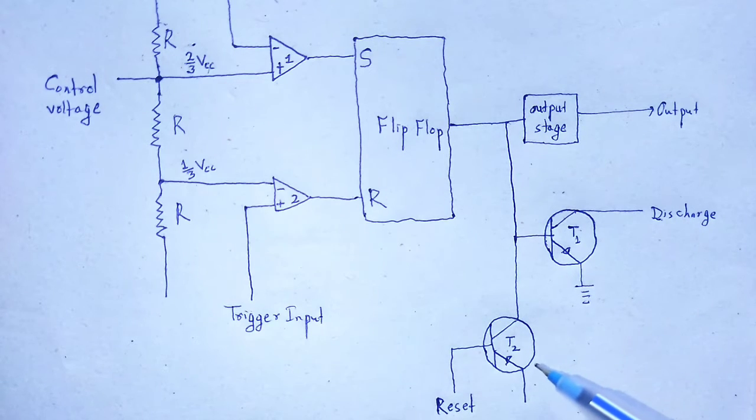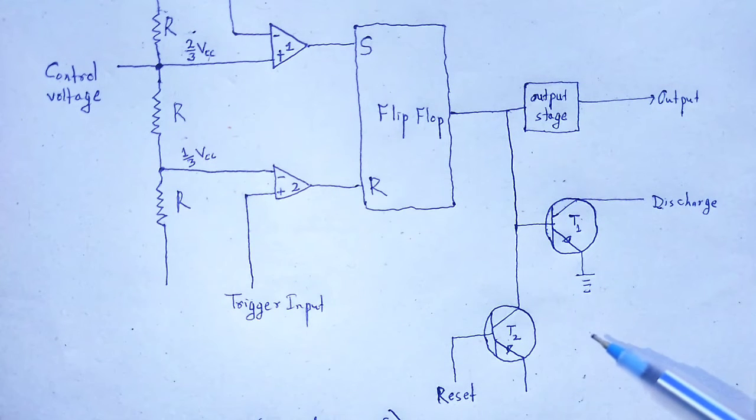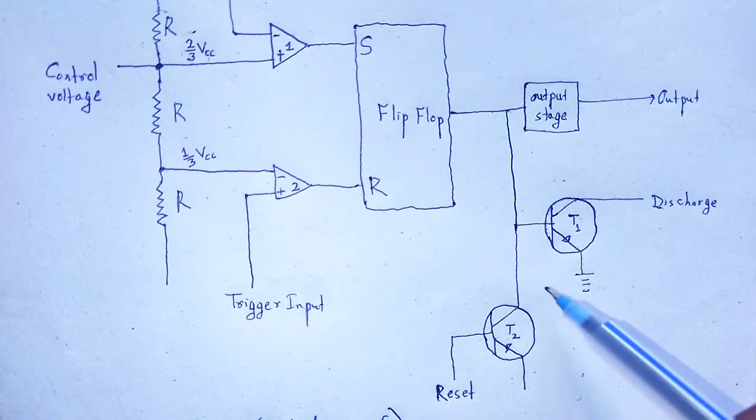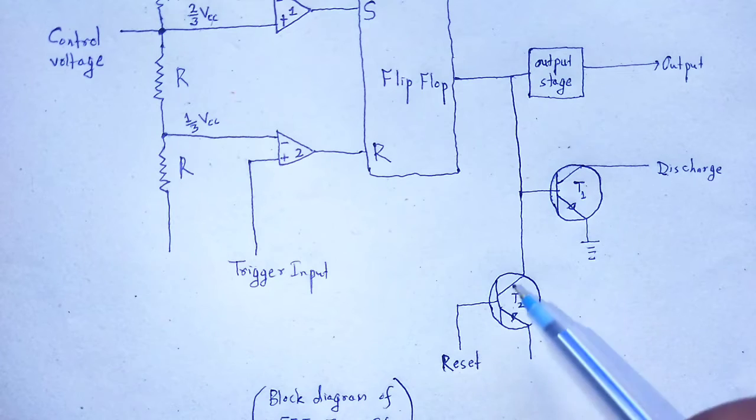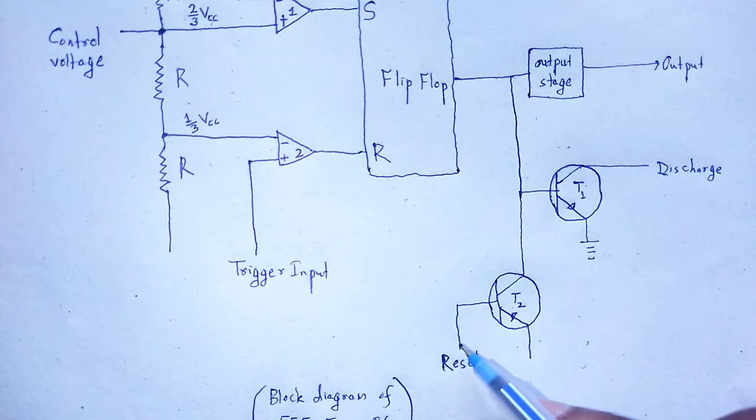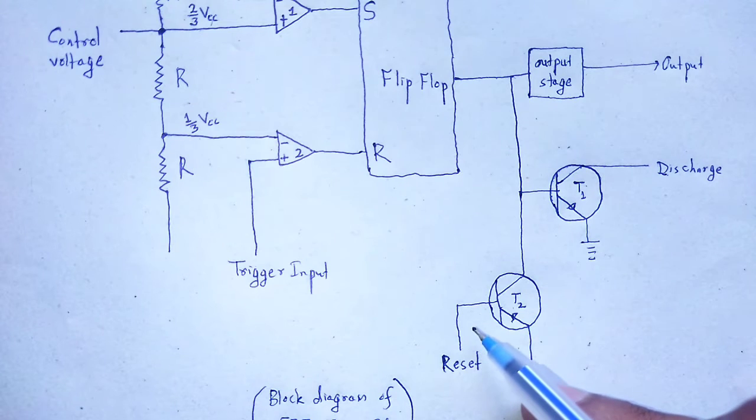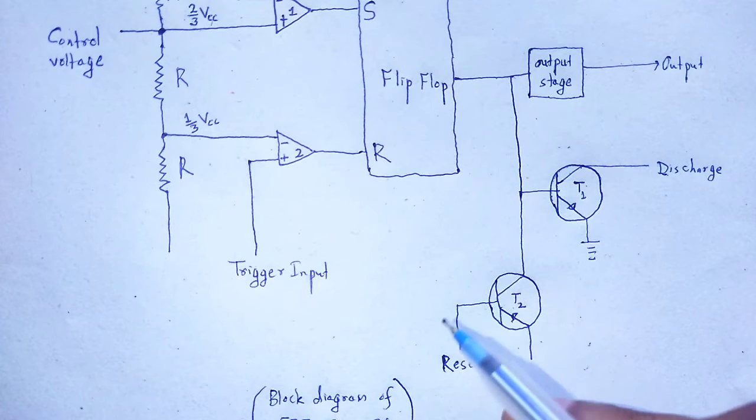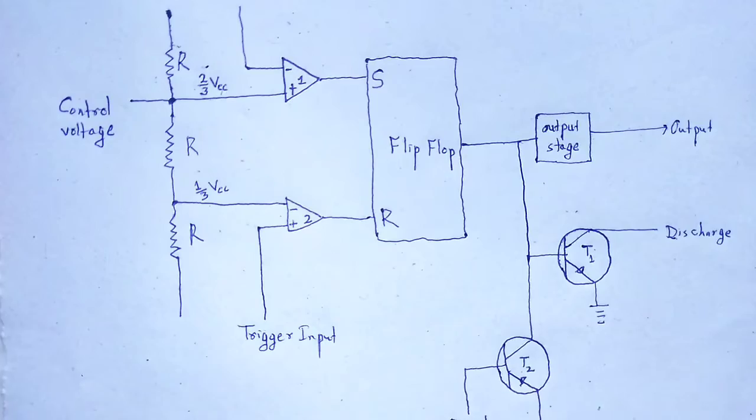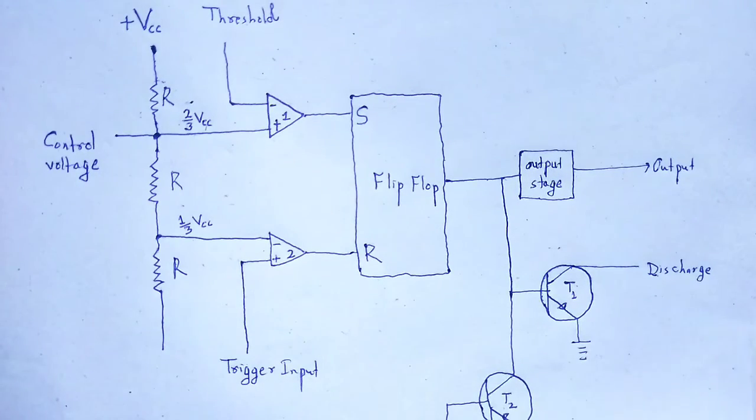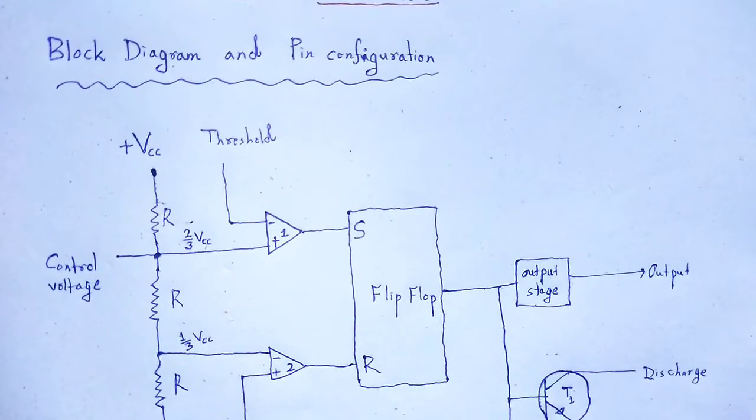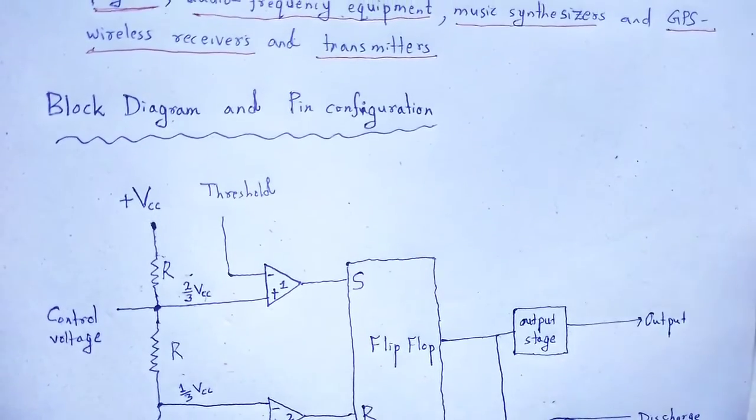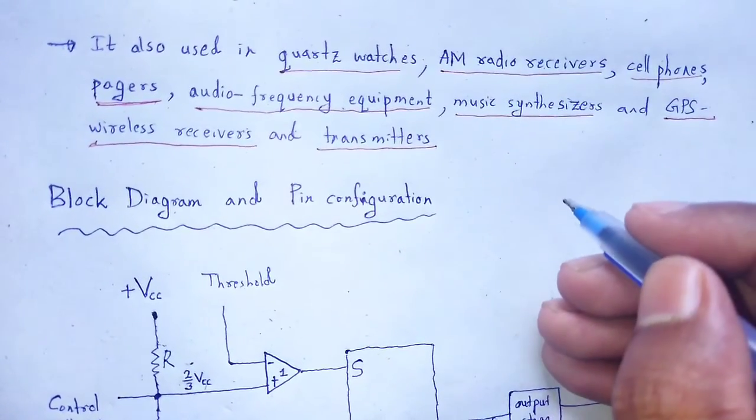The other transistor, that is T2, is connected to the reset terminal through its base. When a pulse is supplied to the reset terminal, the whole timer is reset irrespective of any input. This is overall the block diagram of the 555 timer IC. Now, we show that block diagram by using the pin configuration.